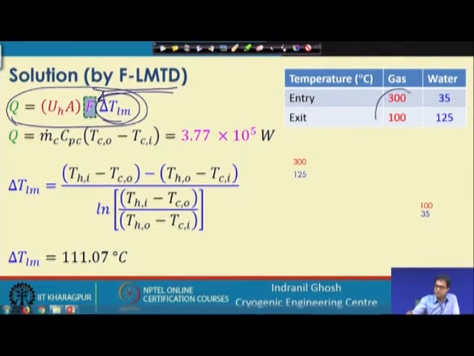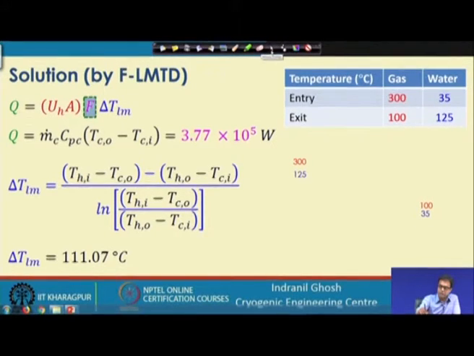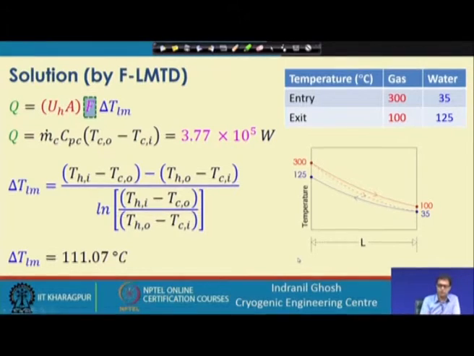what is known to us? Both the entry and exit temperatures. So, if we look at this temperature profile, we will find it is a cross flow exchanger. So, the temperature profiles are not actually known to us, but we assume it to be as if this is a counter current exchanger, where the hot fluid stream is entering from this end and moving out at 100 degree centigrade, whereas the cold fluid is entering at 35 degree and moving out at 125 degree centigrade.